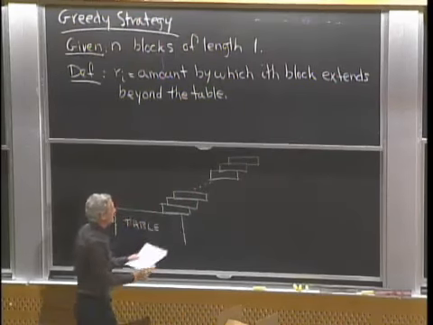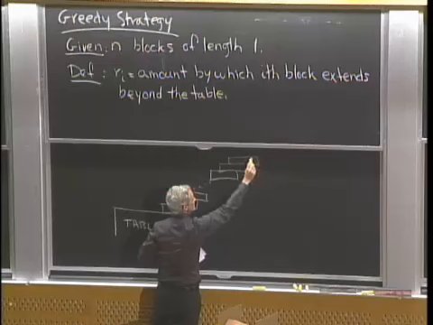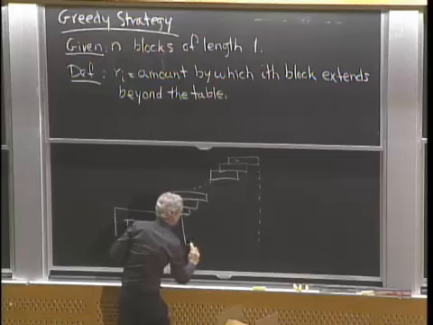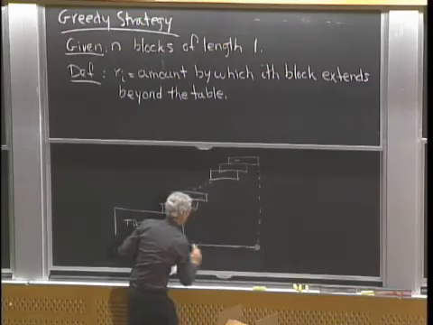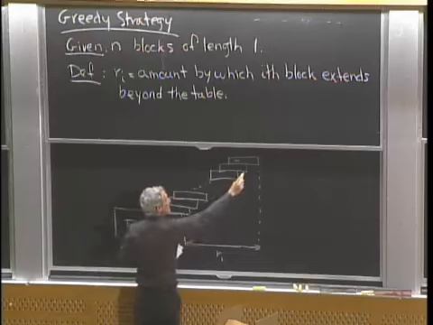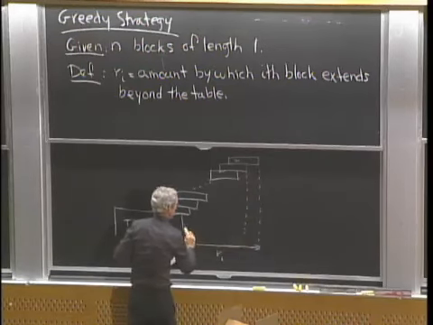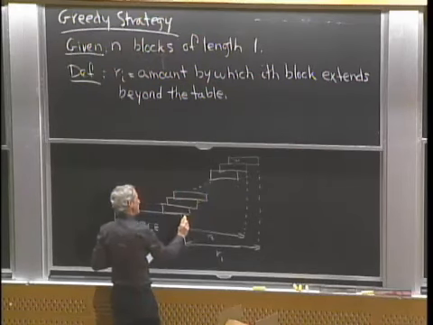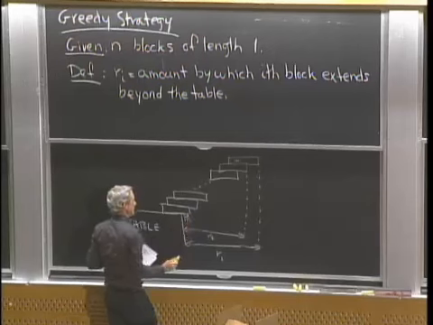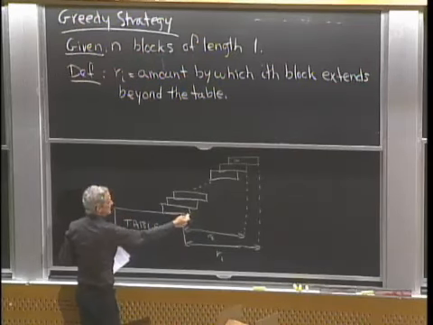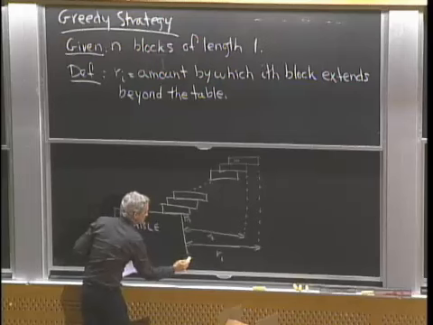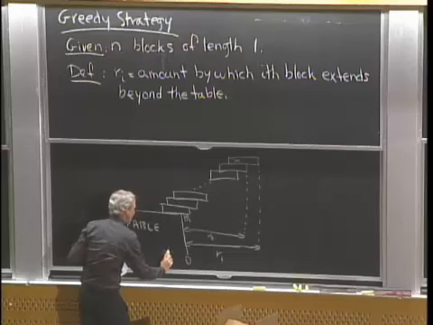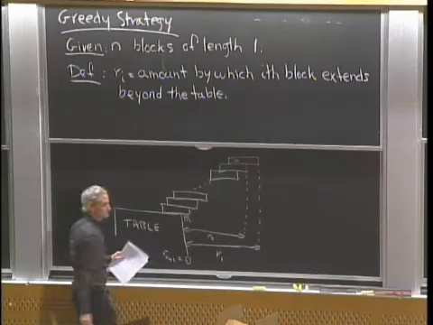All right, so I'm defining this distance. This is block 1. This distance here is R1. This distance is R2. This one is R3, and so forth until you get down to here. This is Rn, because this is the nth block, and it extends out Rn from the table. And this is 0 here, which in the table we'll consider the table to be the n plus first block, so R n+1 is 0.